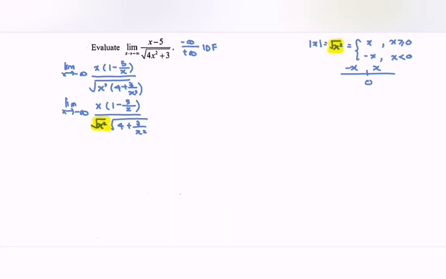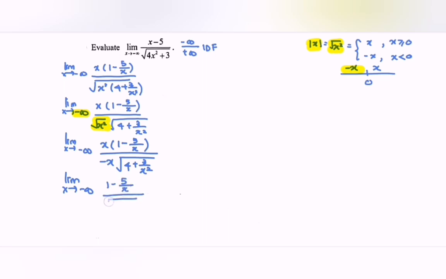So actually it is the modulus of x. Based on the definition, with negative infinity, it means towards the left. So limit when x approaching negative infinity, we have x multiplied with 1 minus 5 over x, over the negative x, because x approaching negative infinity, times the square root of 4 plus 3 over x squared. Simplify. So limit when x approaching negative infinity, we have 1 minus 5 over x over the square root of 4 plus 3 over x squared.